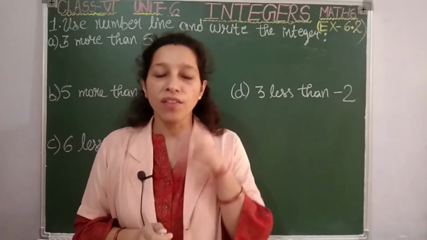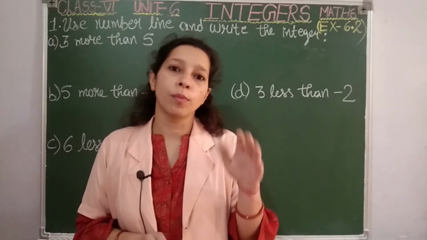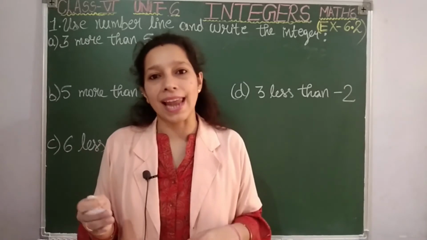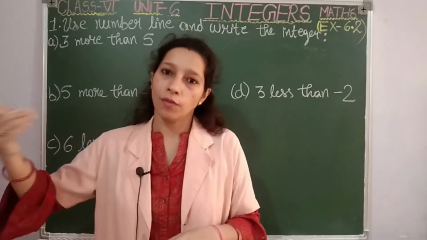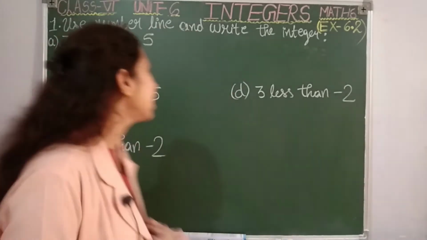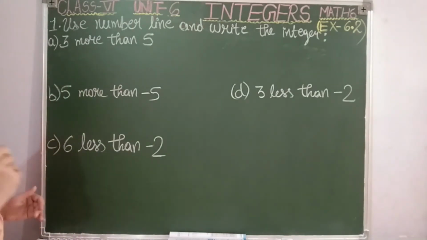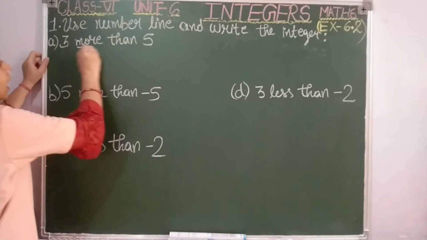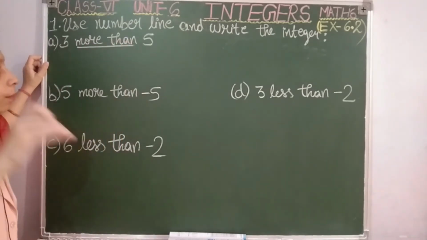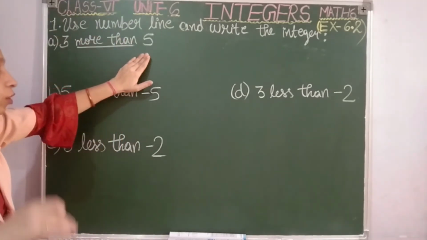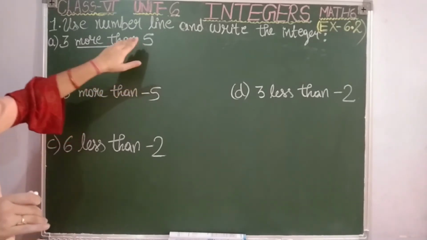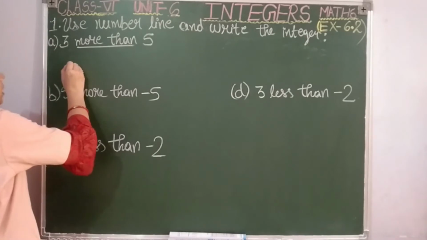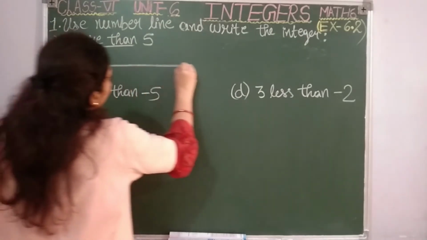Clear now, students? So if it is given more than, that means you will be moving to the right side for adding the numbers. But if it is given less than, then you will be coming back for subtracting the numbers. Let us see. 3 more than 5, you have to show with the help of number line. So again let us read. 3 more than 5 means first we will go to 5 and then from 5 we have to move 3 steps more.